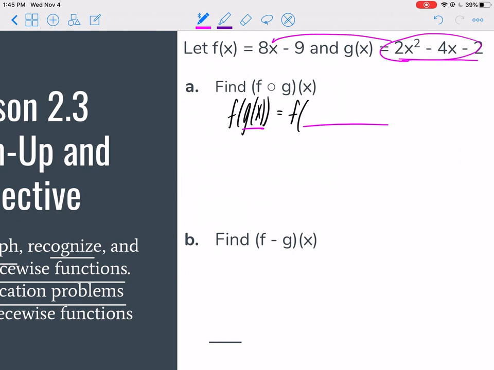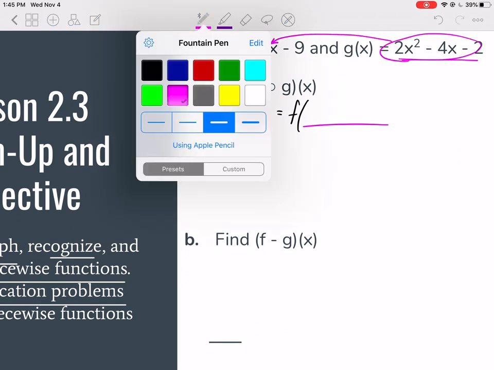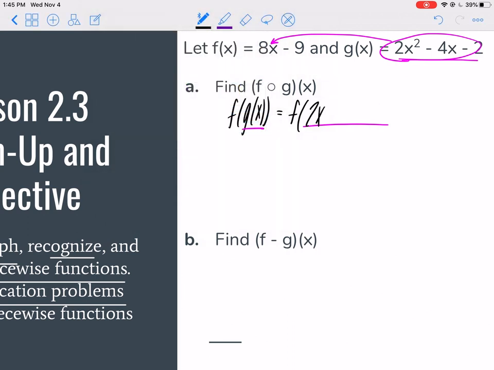So this is what we're going to be plugging into function f. Sometimes I like to show students this, especially if they're struggling with what am I plugging in where. Okay, so we're plugging in that entire thing, 2x squared minus 4x minus 2, into function f. So I will replace x with that. So 8 times 2x squared minus 4x minus 2, and then all of that minus 9. Okay, and then we simplify.